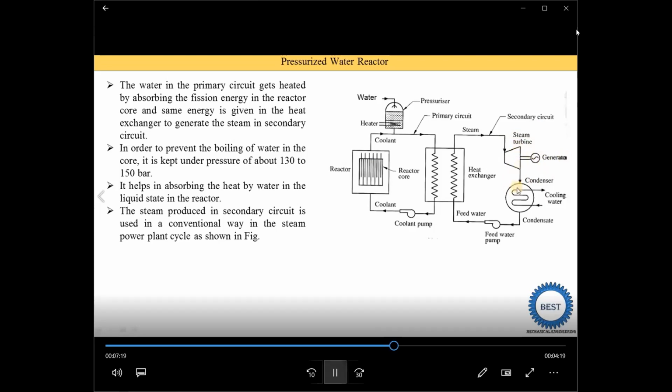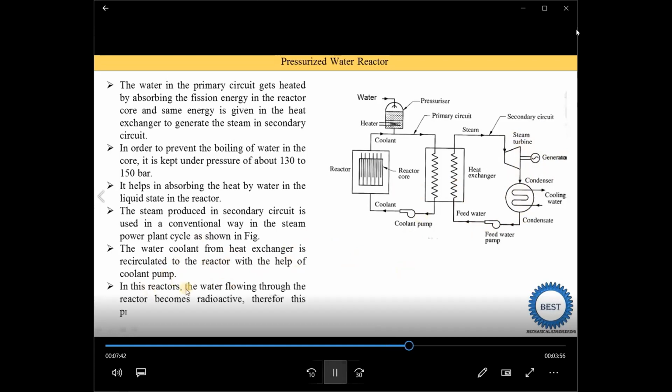Then the steam coming out from the turbine is supplied to the condenser. In this condenser, the steam is converted into water, and then it is supplied to the feed water pump, and then again supplied to the heat exchanger. This way the cycle runs continuously. The water coolant from the heat exchanger is recirculated to the reactor with the help of the coolant pump that we already discussed. In this reactor, the water flowing through the reactor becomes radioactive.